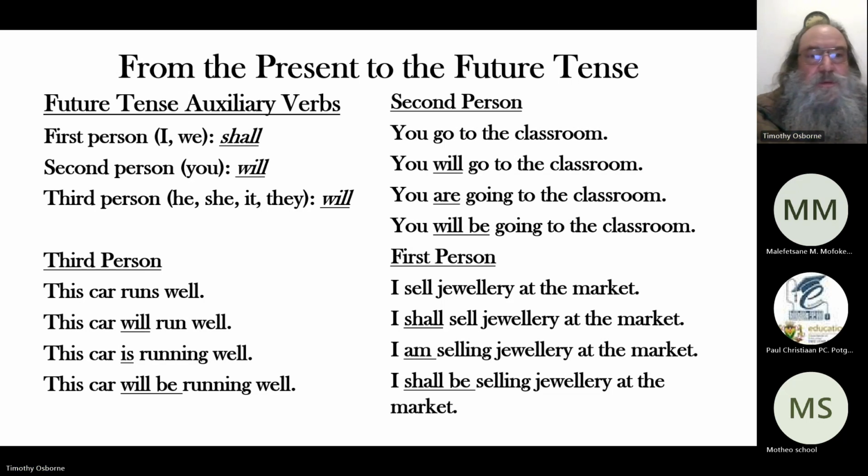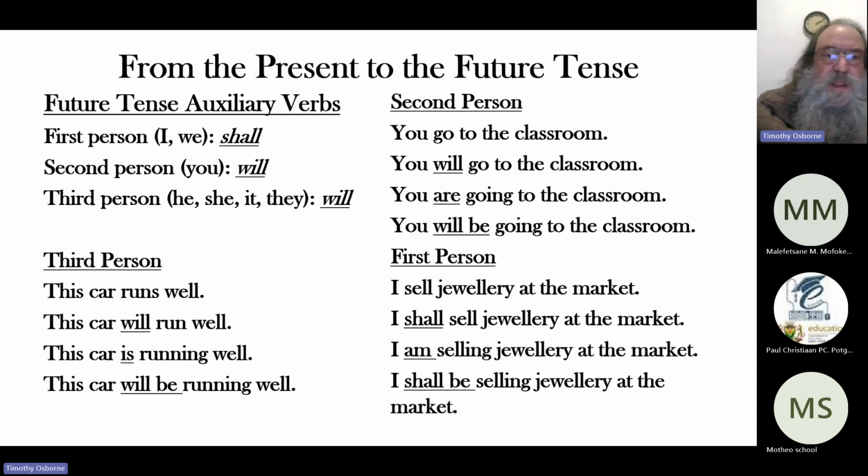Okay, moving on slightly, we go to the second person. Remember, this is you. And we've got there, you go to the classroom. That's in the simple present tense. And here we have it in the simple future tense. You will go to the classroom. Easy as that. Nothing complicated.